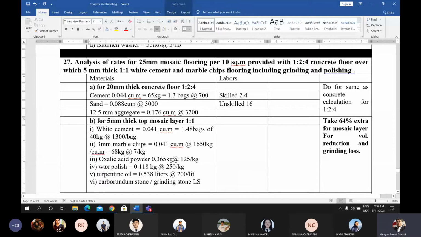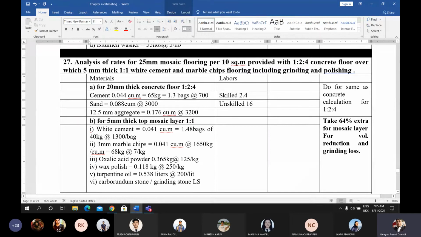Okay. The turpentine oil is given here in liters, and this is multiplied by 200, and the wax polish is also given in kg, and this is multiplied by 250. Now the oxalic acid powder is given in kg, multiplied by 125 per kg. You will get all the material cost. The labor required is 2.4 numbers of skilled multiplied by 1200 per number, and unskilled is 16 numbers multiplied by 900. You will get the labor cost. Okay.